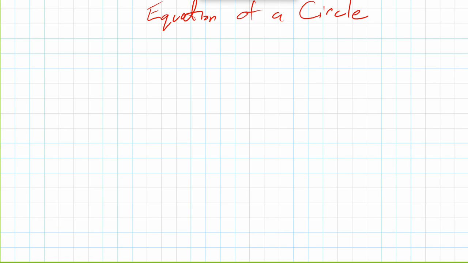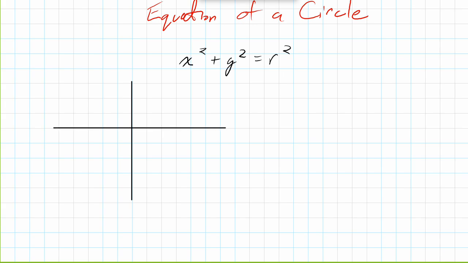Okay, we're going to look at the equation of a circle. So the equation of a circle, they call this the parent function of the equation of a circle, looks like this: x squared plus y squared is equal to r squared. This is the equation of a circle, and we'll draw our coordinate grid here.